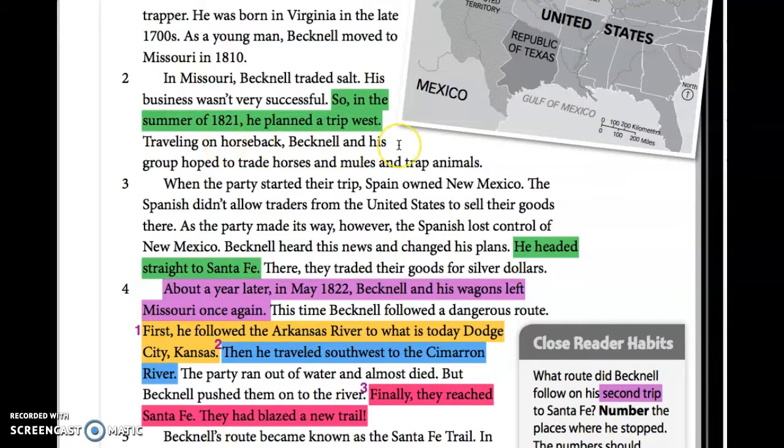Traveling on horseback, Becknell and his group hoped to trade horses and mules and trap animals. When the party started their trip, Spain owned New Mexico. The Spanish didn't allow traders from the United States to sell their goods there. As the party made its way, however, the Spanish lost control of New Mexico. Becknell heard the news and changed his plans.